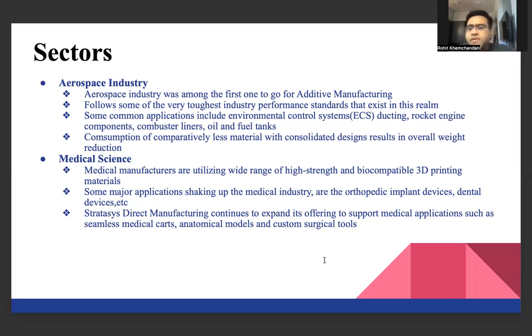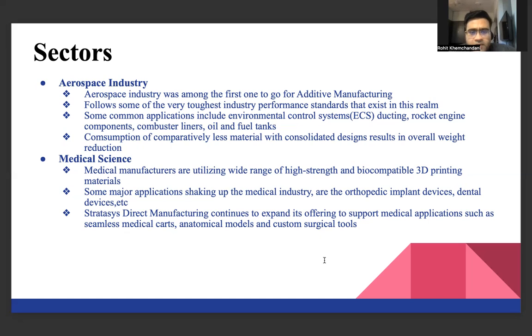Now, talking about the sectors where this printing is being used. Firstly, the aerospace industry, because it's an industry where things should be stable and reliable, and at the same time, they should be light in weight. So the aerospace industry is the perfect industry for this 3D printing technique. It was among the first to go for additive manufacturing and follows some of the toughest industry performance standards that exist in the zone. Some common applications include environmental control system (ECS) ducting, rocket engine components, combustor liners, and oil and fuel tanks.